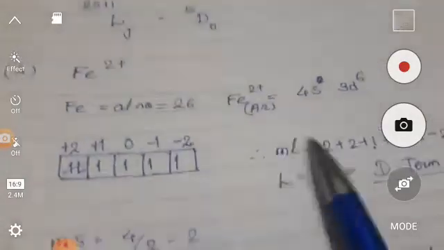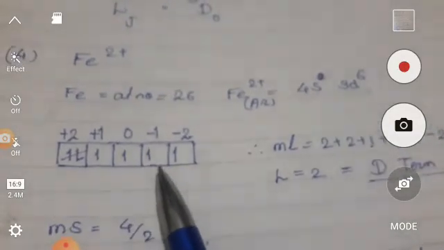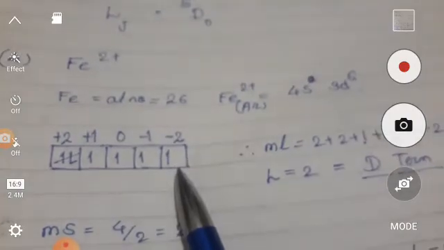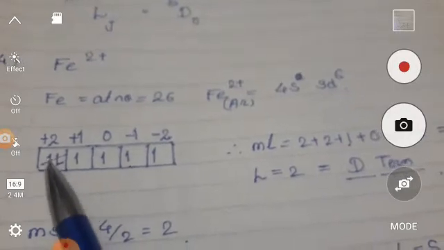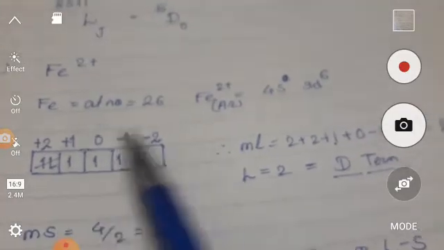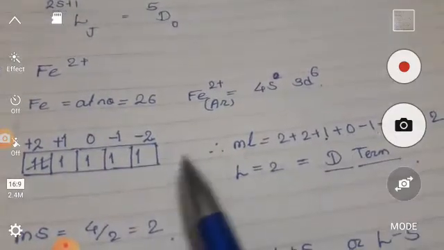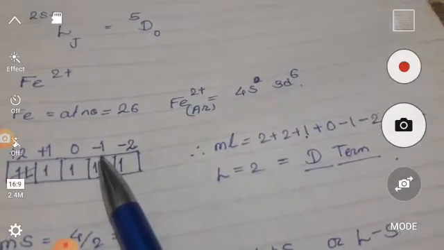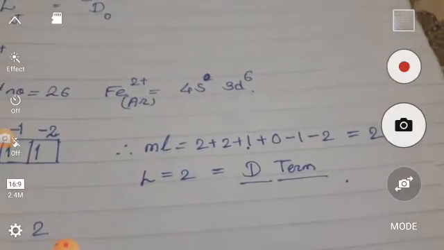Okay, so calculate the ml value for those orbitals. For the ml value, there are 2 electrons in the plus 2 orbital, one in plus 1, one in 0, one in minus 1, and 1 electron placed in the minus 2 orbital. So write down plus 2 for this electron and plus 2 for another electron, plus 1, 0, minus 1 and minus 2. So what is ml? 2 plus 2 plus 1 plus 0 minus 1 minus 2 is equal to 2.